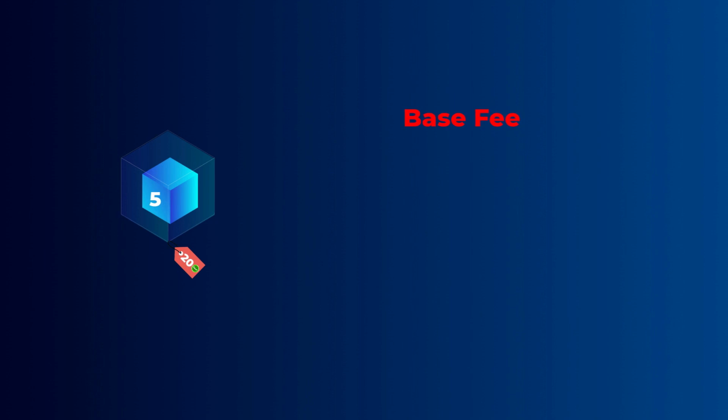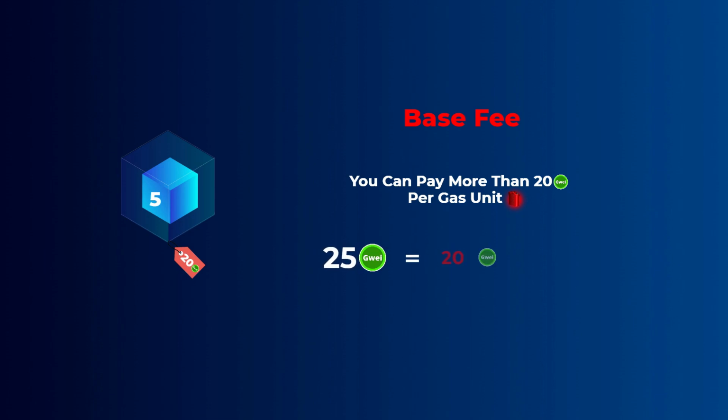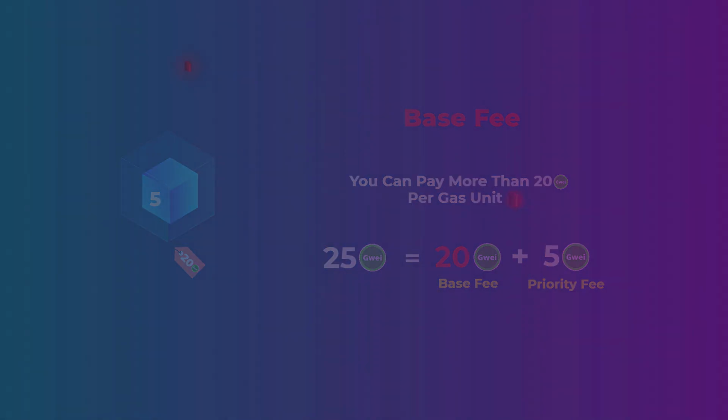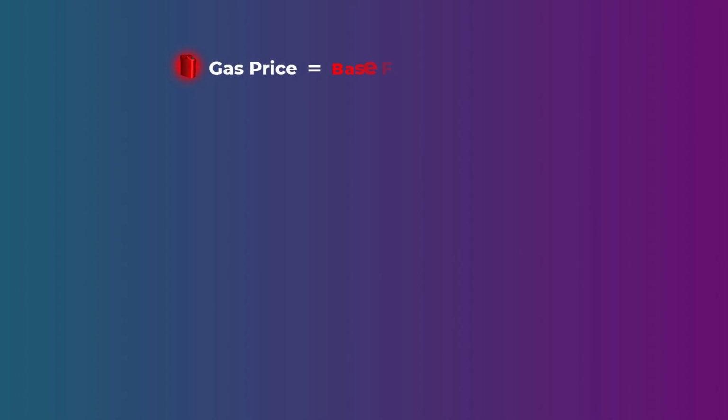Still, that doesn't mean you have to pay exactly 20 gwei. You can pay more to get your transaction picked by the miner and confirmed faster. You can, for example, bid to pay 25 gwei per each gas unit. This extra 5 gwei per unit you are paying is called the priority fee, which is like an extra tip you are giving to the miner to finish your transaction faster. So the gas price you are paying is the base fee plus the priority fee you are giving to the miner, which is in our example 25 gwei per gas unit.